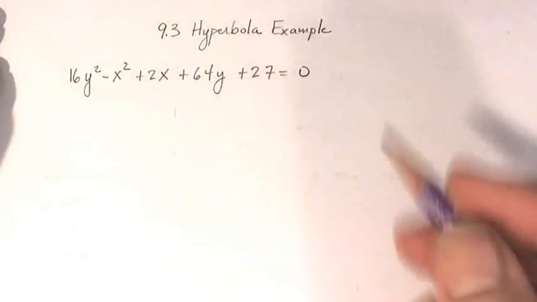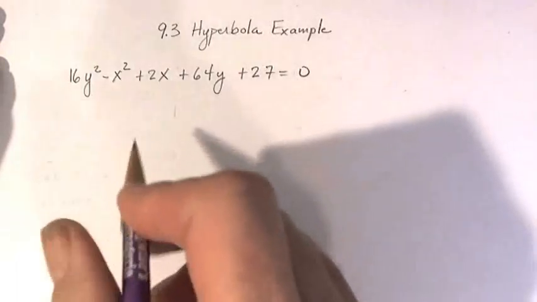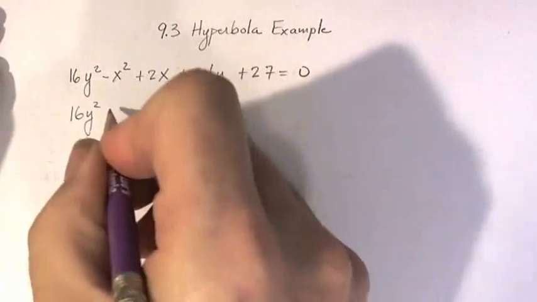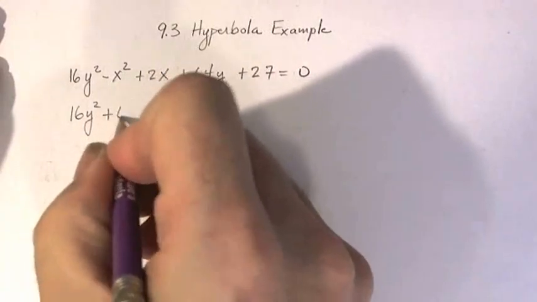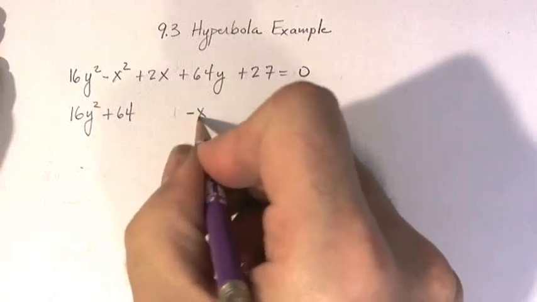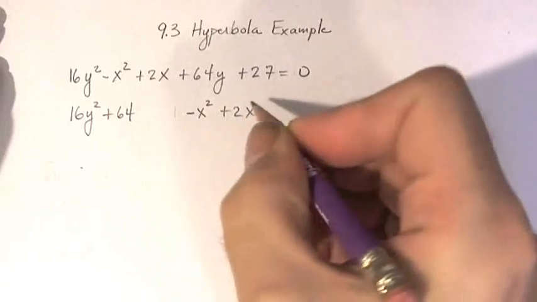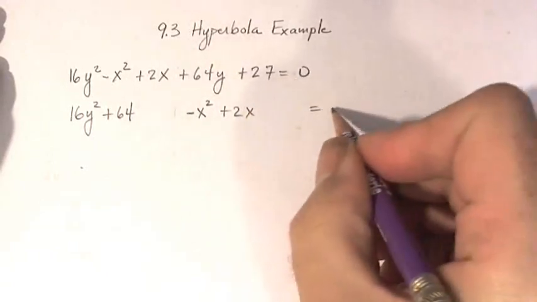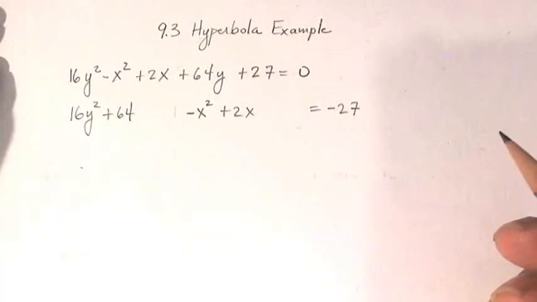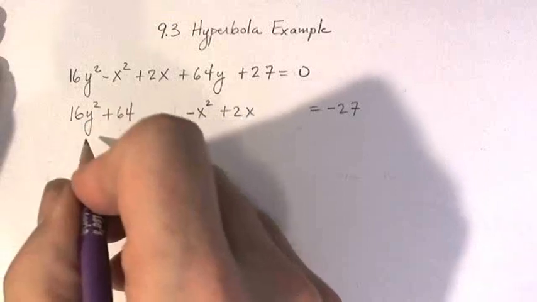This is typical of what you might be starting with for the equation of a conic section. To get it into standard form, first we'll group the y terms together, then group the x terms together, and the constant term, the 27, I'm going to move it to the other side of the equation. I'm leaving room here to complete the square in later steps.